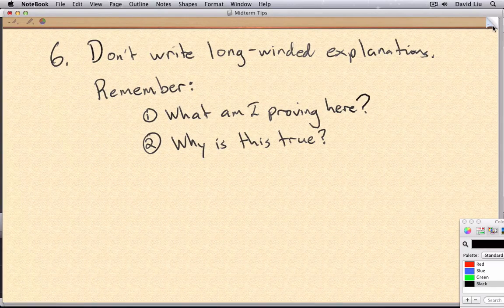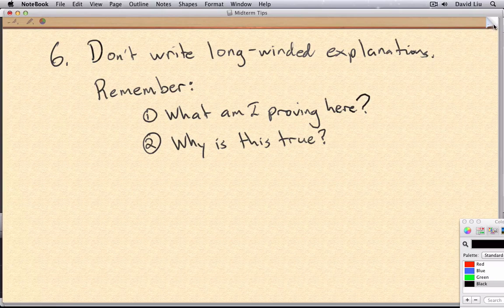Okay, this is a mistake that a lot of you make, even when you actually know what's going on. Don't write long-winded explanations. Keep your proofs short and to the point. What am I proving here, and why is this true? Every time you write a sentence down in your proof, ask yourself these two questions. And if you can't answer one of them, then there's a good chance that that sentence is either irrelevant or unclear. And either way, you should take a second look.